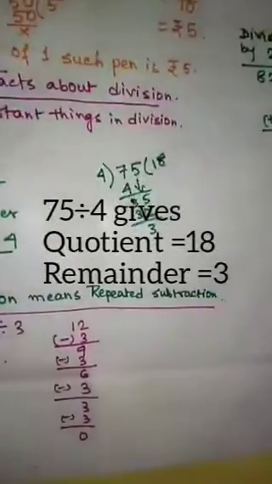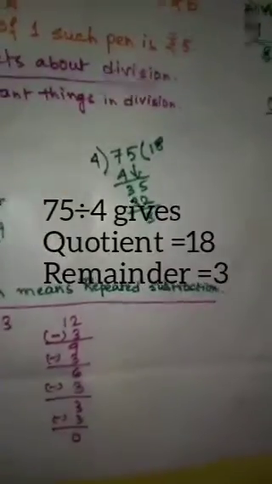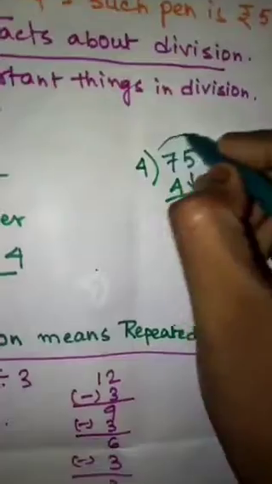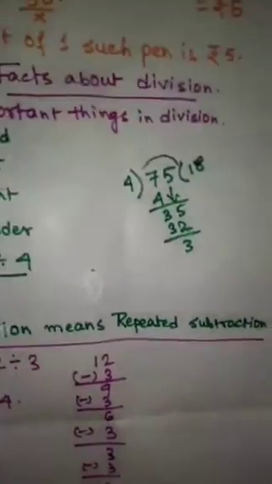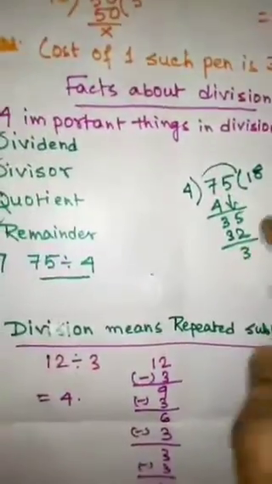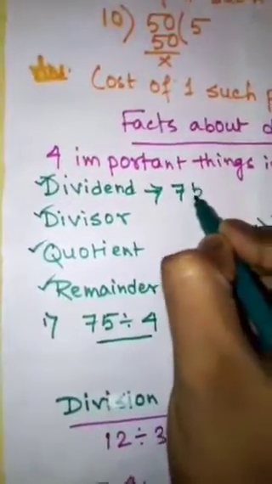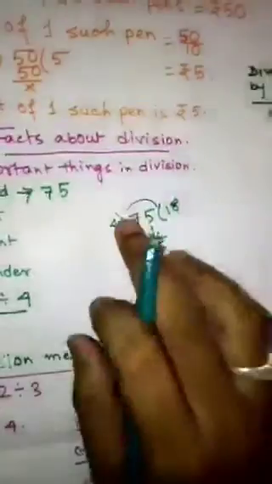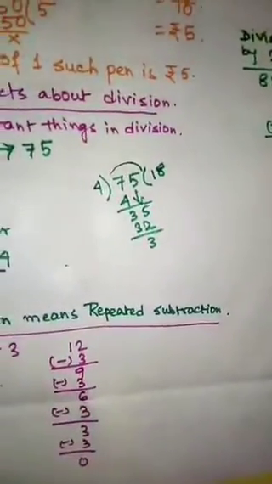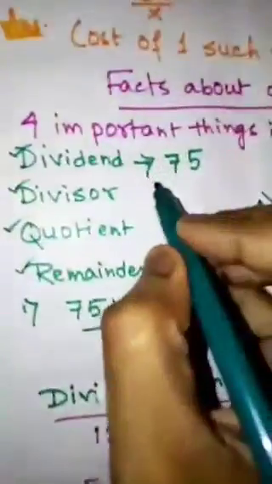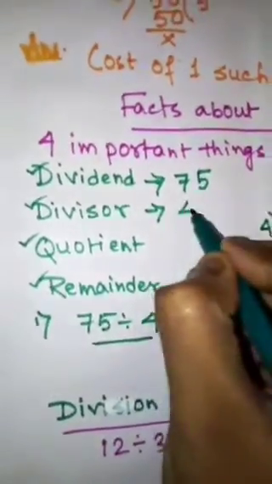We'll get the calculation like this. Now the number that was divided, listen carefully, the number that was divided is called the dividend. We write it over here. So the dividend is 75. The number that is used to divide is called the divisor. So we write here 4.